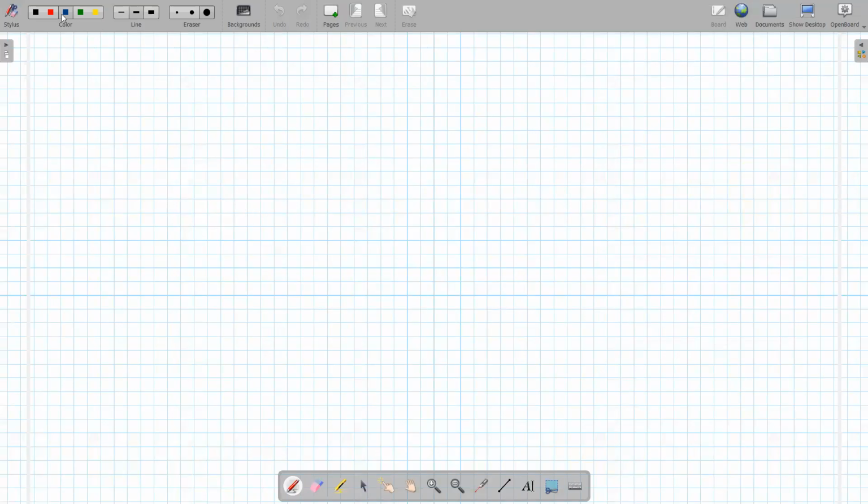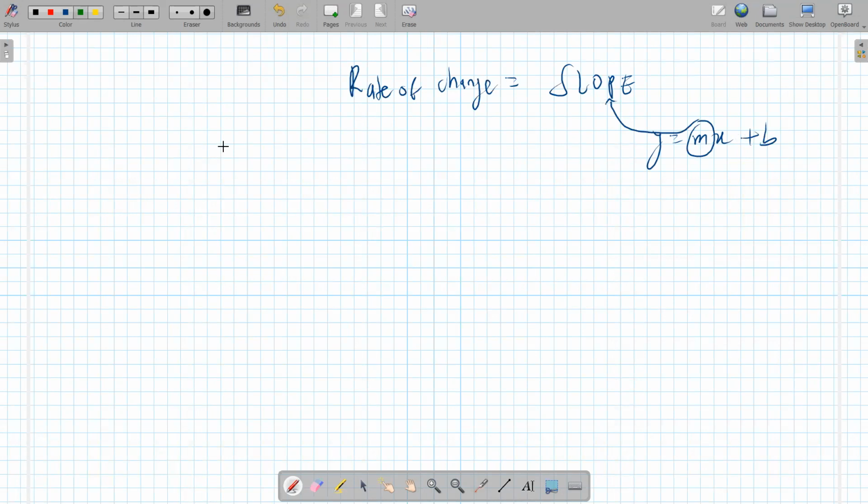There are two types of rates of change. Rates of change is just a fancy word for slope. So it's called rate of change or rates of change. All this means is the slope, the m value, mx plus b. It's this, the m. There are two types. One of them is called the average rate of change, average. And I'm going to abbreviate this with AROC, average rate of change.